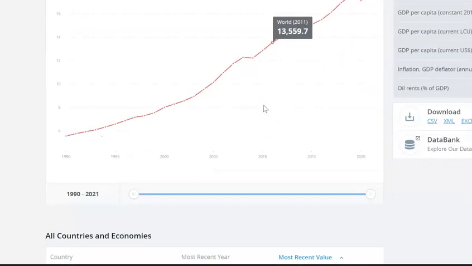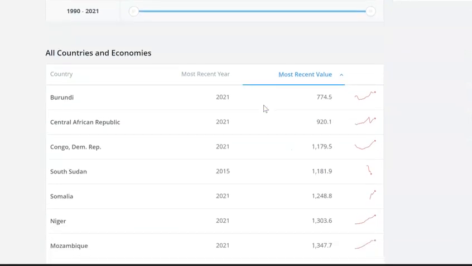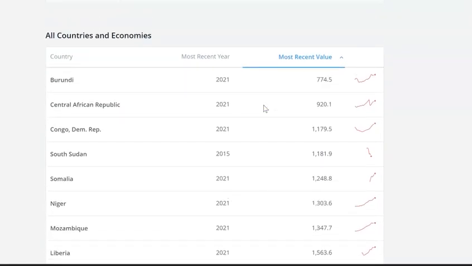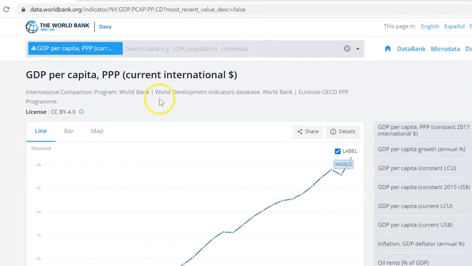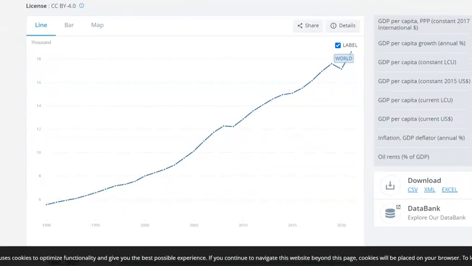This is a website of the World Bank. If you go in, you can search for the values of GDP per capita for each country. Now, this one is GDP per capita PPP, which means that the prices have been standardized across the world, and then we are looking at the level of GDP per capita across each country.